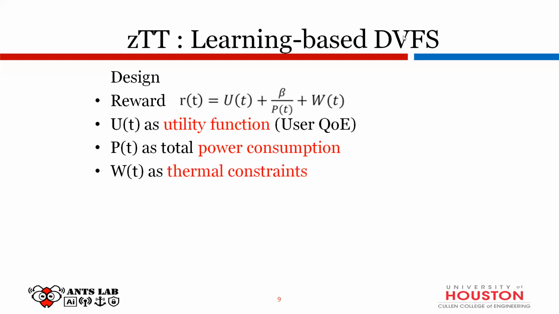W_t is the thermal constant, as in it has something to do with temperature, which we'll define later as well. And beta is the trade-off term. So if you don't care about the power consumption, you can set beta to 0. But if you really are concerned a lot about the power consumption, you can set beta real high, as it affects the reward enormously.